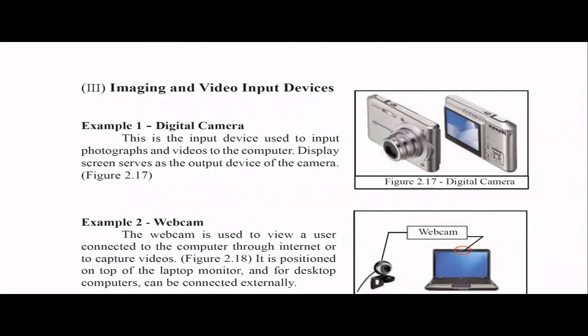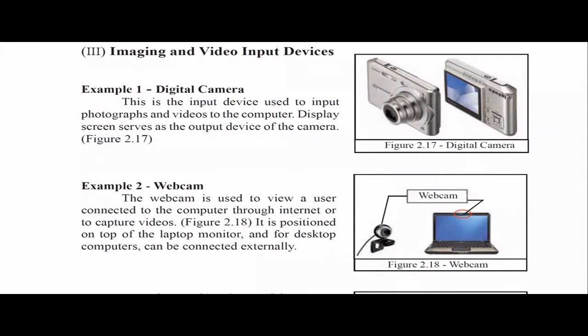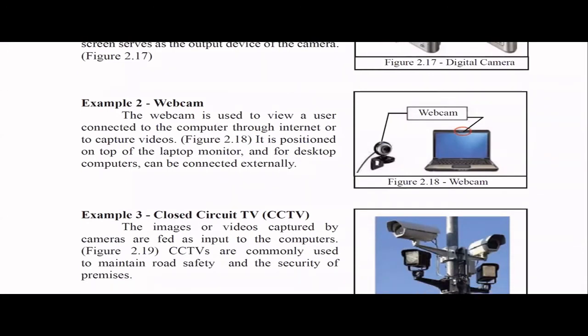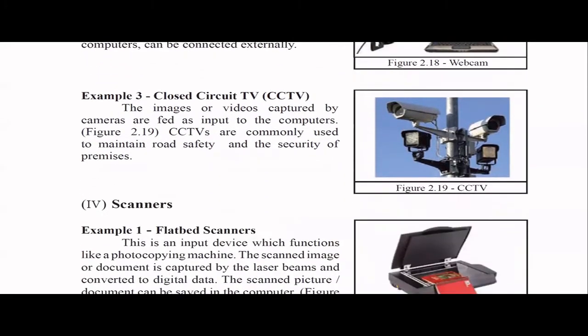We learn about keyboard, then the pointing devices, and then we learn about the imaging and video input devices, right? So digital camera, most of the people will have. So this is to take photographs and videos, and you give this as an input to the computer, right? And then comes the webcam. So in a laptop, this webcam is already positioned, it's there on the top of your laptop monitor here, right? Or if it is a desktop machine, you should be able to externally connect using a USB port or something like that. So this is basically used for capturing your video in video conference calls and all, right?